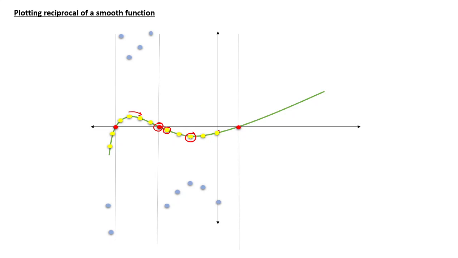Also this point here where the curve is intersecting the y-axis has no greater significance. It's just passing through the y-axis. It's okay. The output is negative, so the reciprocal will be negative.